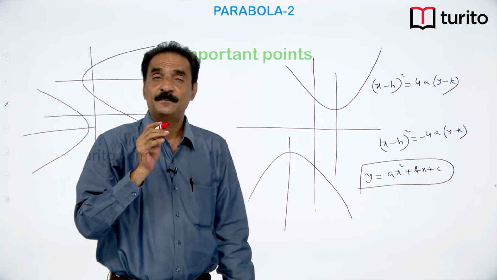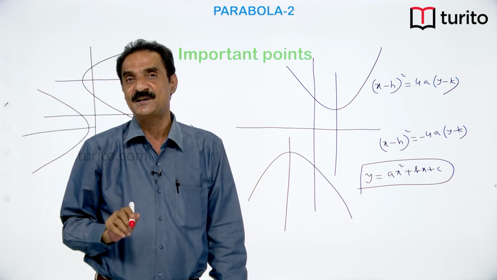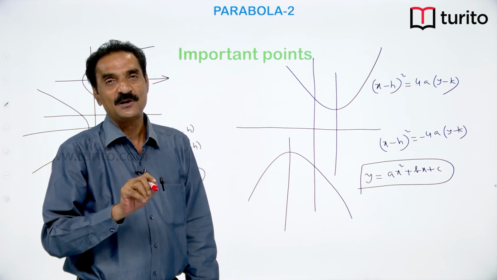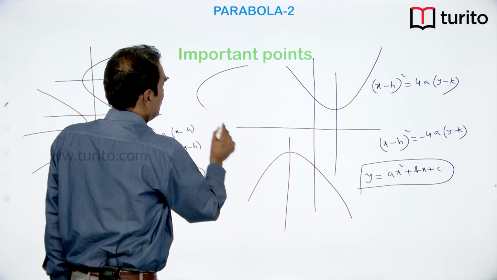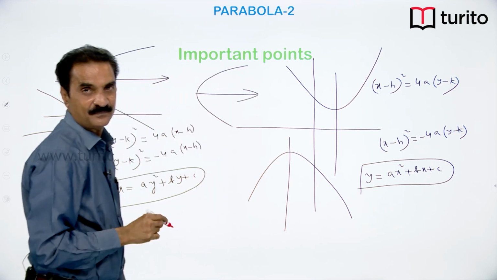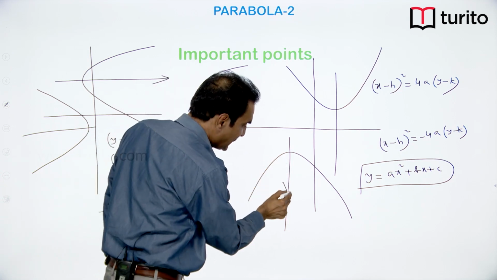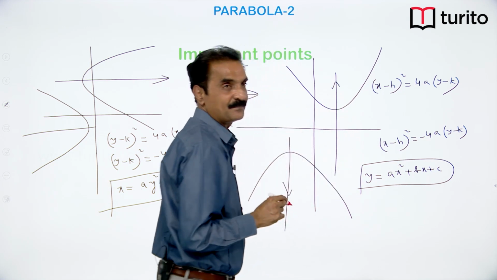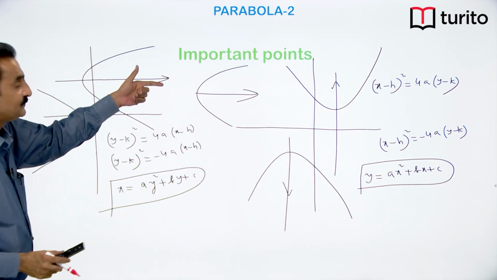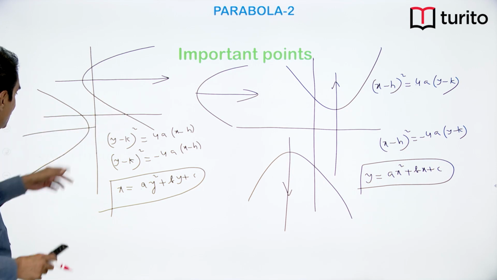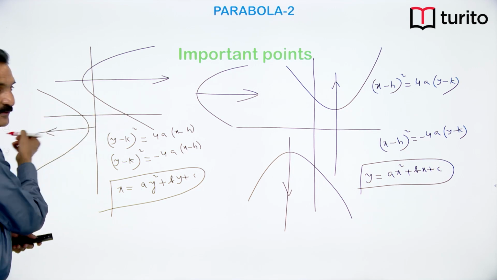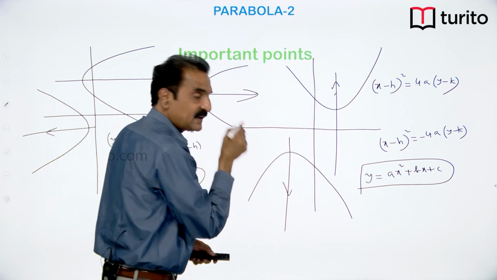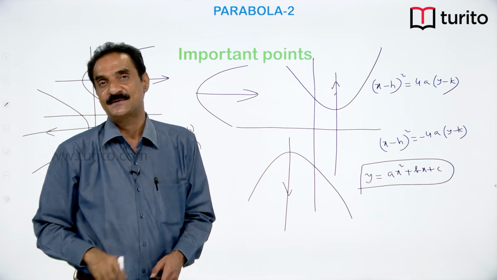Even though a straight line has no direction and the axis is a straight line, we can assume a direction of the axis. For this parabola, this is the direction of the axis. For this parabola, this is the direction of the axis. For this parabola, this is the direction of the axis. So, here the axis is parallel to positive x axis. In this case, the axis is parallel to negative x axis. Here the axis is parallel to positive y axis. Here axis is parallel to negative y axis.